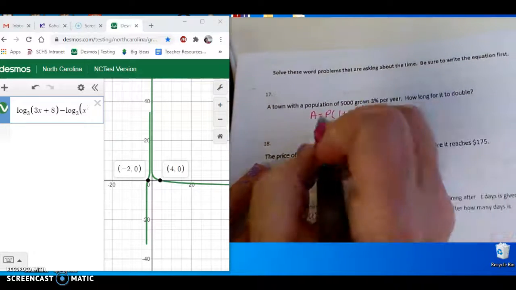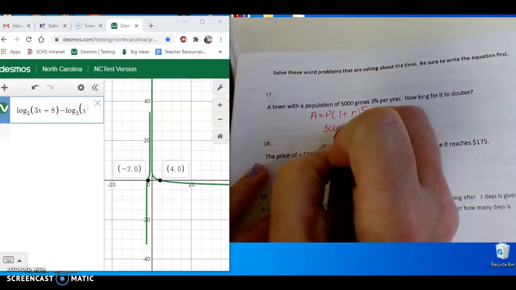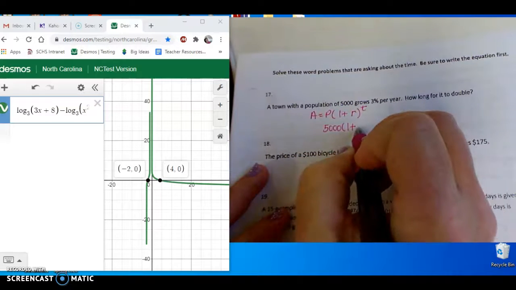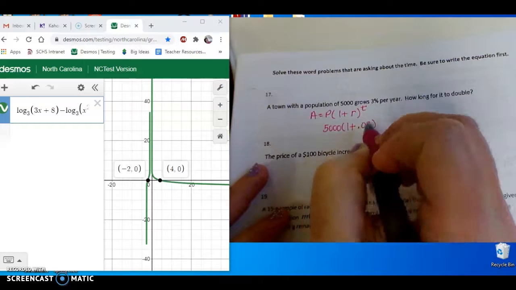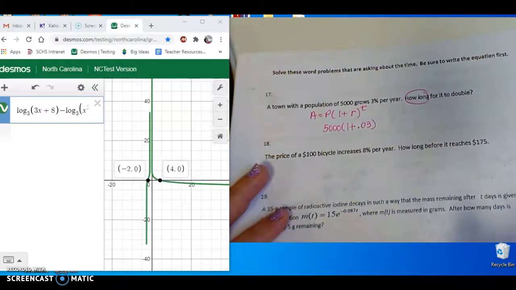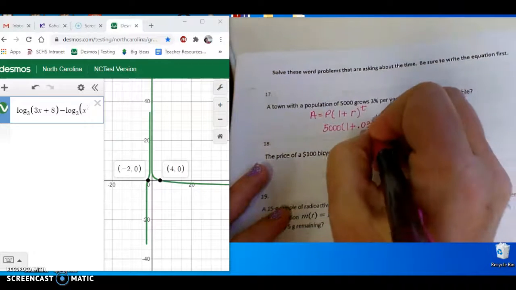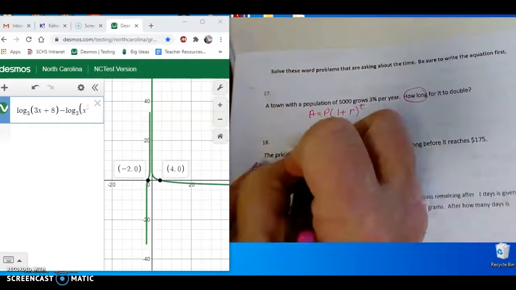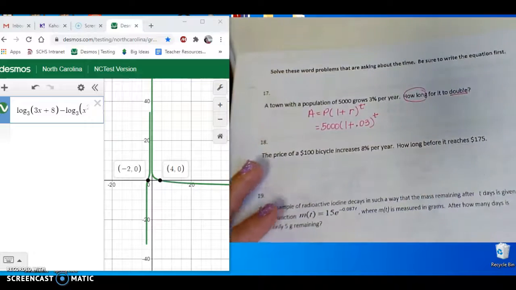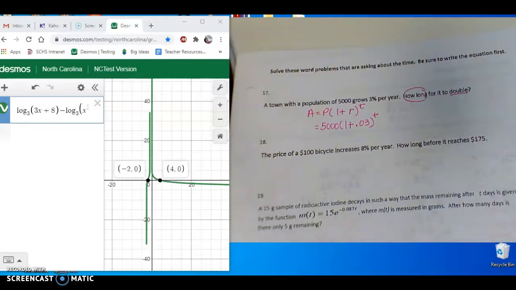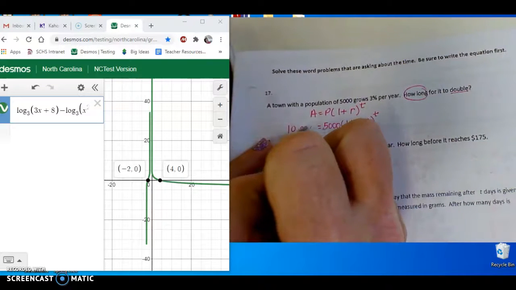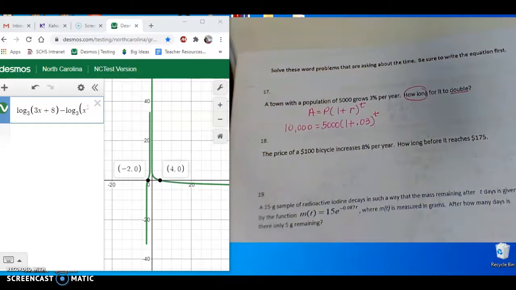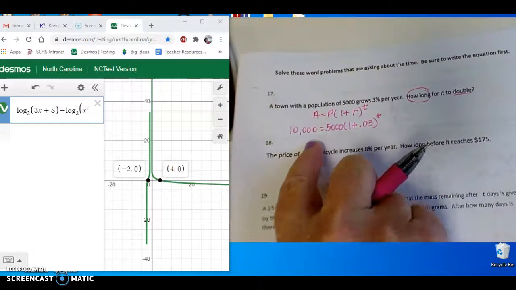Alright, 5,000 is my initial amount. It's the amount to start with. Rate is 3%, so 0.03. The question is to figure out how long. That means t is what I'm looking for, so I'm just going to put a t up there because I don't know how long it will be. And it says how long for it to double. Well, if I start with 5,000, double 5,000 would be 10,000. So 10,000 is what I'm looking for there. I'm wanting to know when this equation would equal 10,000.